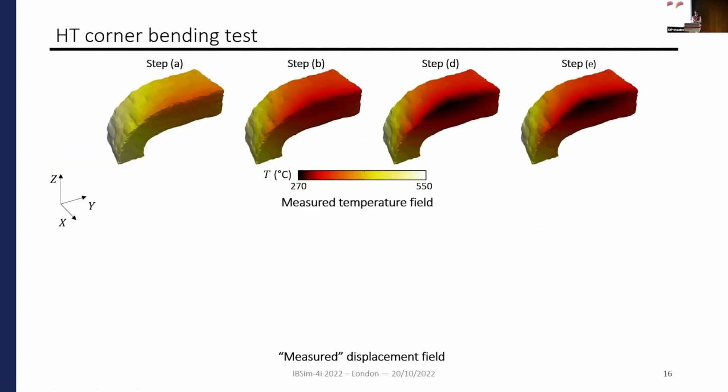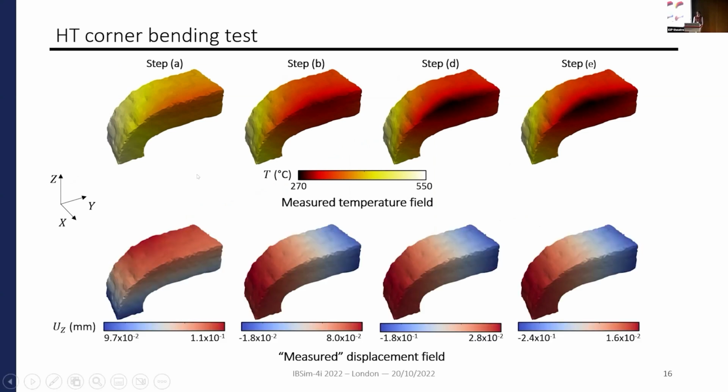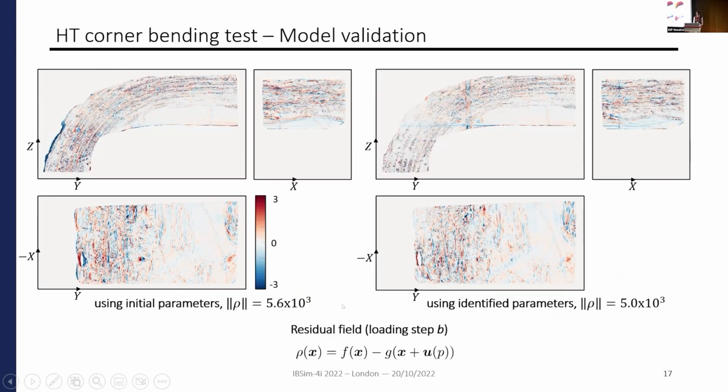And so the results of the measurement were first the temperature field. During the test, the temperature decreased a little because, in fact, during the first step, the punch was not in contact with the sample. Then the measured displacement field. I put measured between quotes because, in fact, it's a simulated one with the identified parameters. We can see that at the first step, we have only dilatation, and then we have a flexure of the sample on the x-axis.